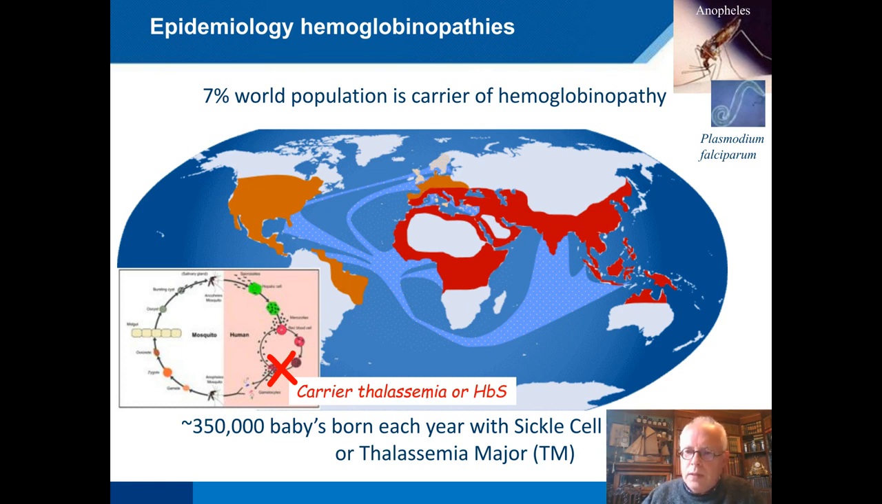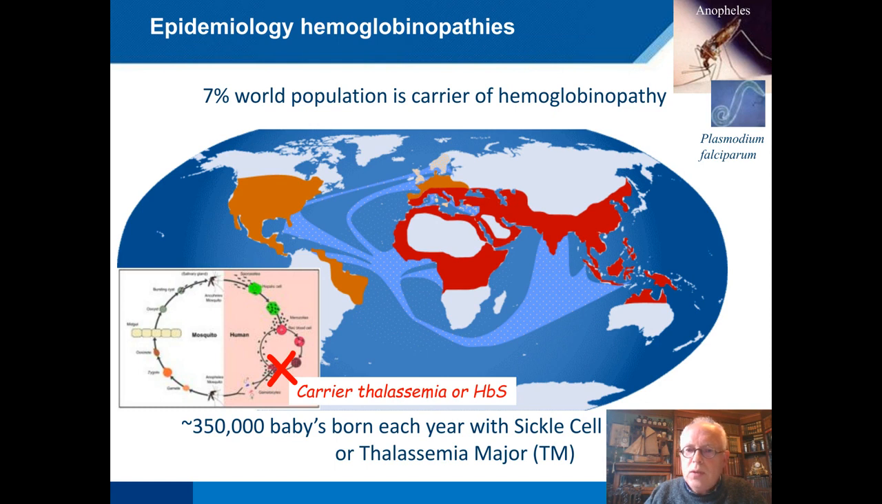So in this case, it appears that carriers of thalassemia or carriers of S have a selective advantage over non-carriers in being able to survive a malaria infection. So, especially at young age, when many children die of malaria, these carriers seem to be protected against death by malaria. However, the consequence of being a carrier is that two carriers can have a child which is a thalassemia major or sickle cell disease.